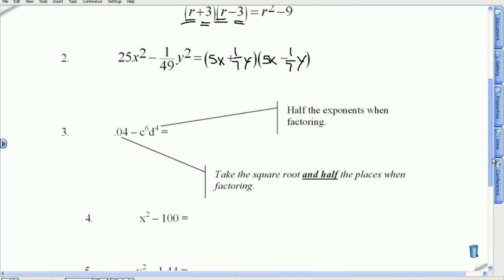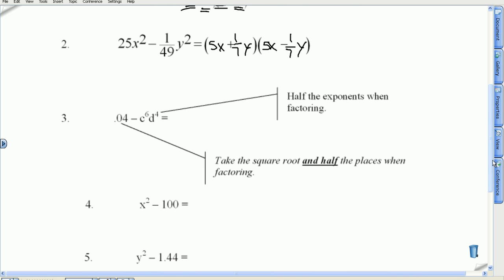Alright, example 3 is important because it talks about how to take the square root of a couple of different things. When I take the square root of 0.04, I'm going to cut the number of decimal places in half. There were 2 decimal places. When I take the square root, there's only going to be 1 decimal place. So 0.2, throw in a plus minus.